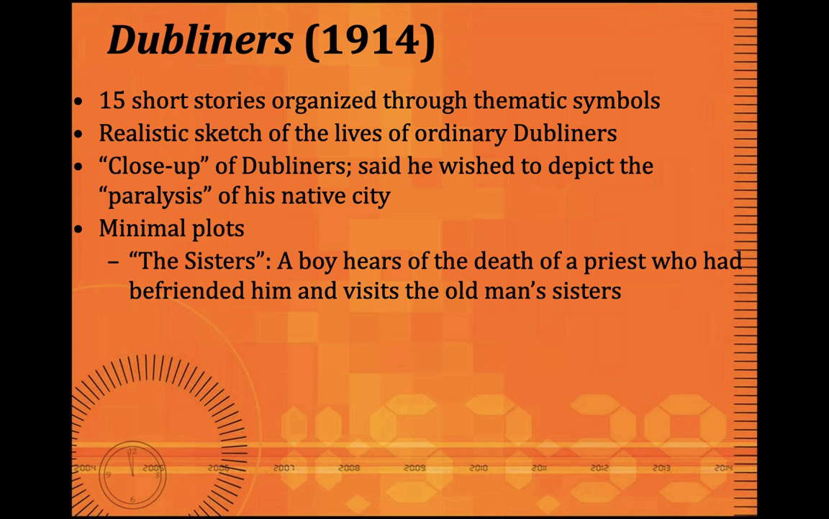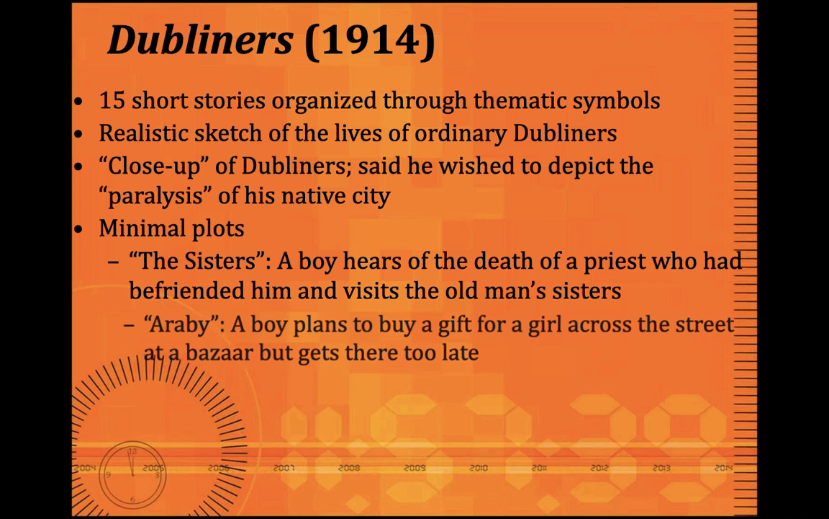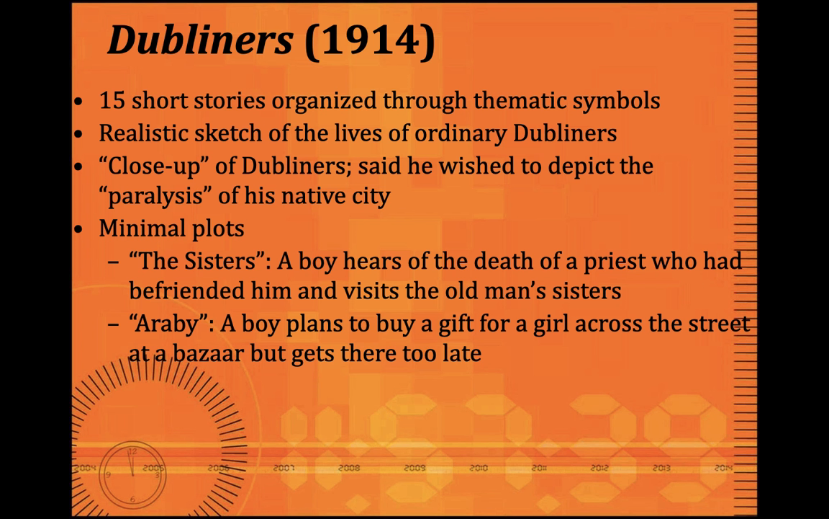The first of the stories is The Sisters. Remember, it was published in Irish Homestead before. In The Sisters, a boy who just barely knew a priest. A priest is an old man, and this small boy talks to the priest. They are friends, and now the priest dies, and the boy goes to meet his sisters, the old man's sisters. There is nothing much they can talk between themselves. It is an absurd situation. Nothing happens in that story.